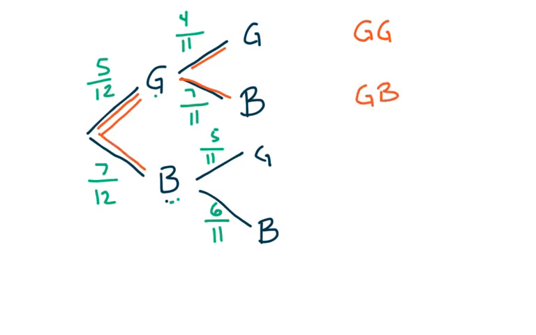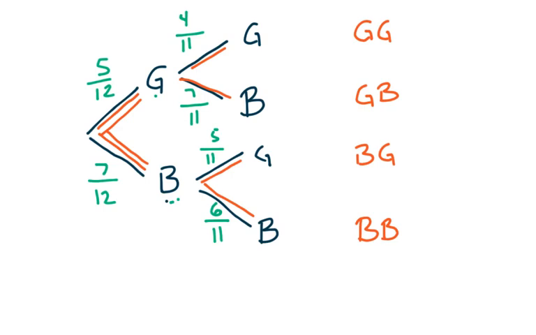The first one could be blue, the second one could be green. That would be blue followed by green. And then finally, the first one could be blue and the second one could be blue. Here I have blue followed by blue. I have 4 different paths on my tree diagram, and each one represents a possible outcome.